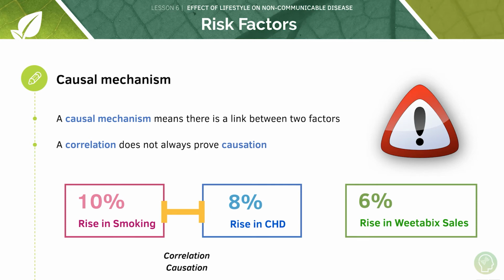So take this example. So we may see a 10% rise in smoking in the UK population. And at the same time, we see an 8% rise in coronary heart disease. So this is a correlation, okay? We're seeing an increase in the percentage of both of these factors happening. But we can't say this is a causation because we don't know.